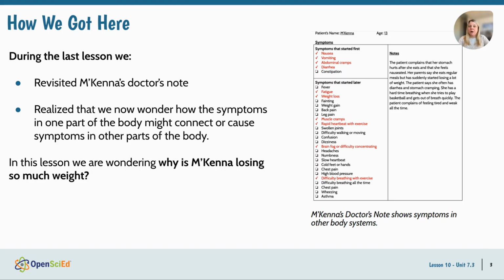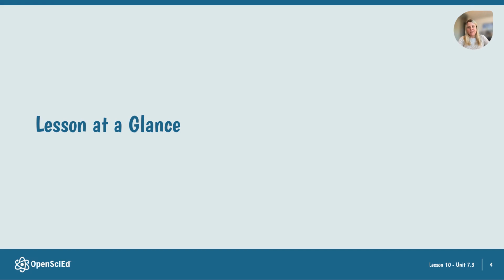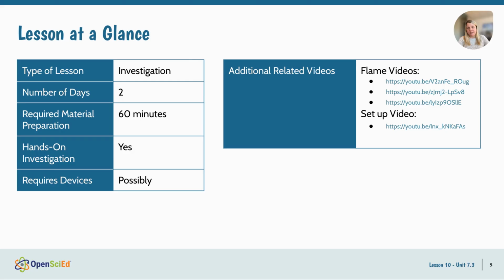This leads us to wonder how one system may be connected to another, and we decide to dig into one of our questions, which is why is McKenna losing so much weight? Many students have an idea of why, but we still don't have the evidence we need to confirm how and why it's happening. Let's take a minute and look at the lesson at a glance.